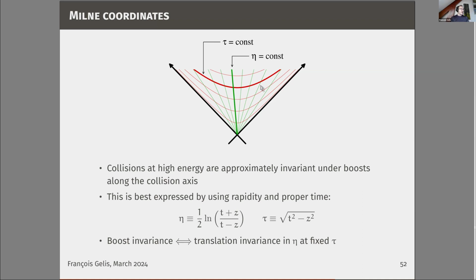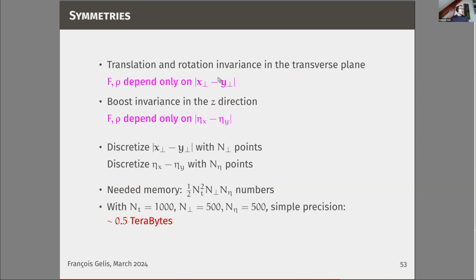So we map this region of space-time with the proper time, which is defined as square root of the ordinary time squared minus z squared, and the rapidity, which is 1/2 of the logarithm of t plus z divided by t minus z. And then the boost invariance is just translation invariance in this rapidity variable at fixed time. So it's very easy, it's just another form of translation invariance. So now the symmetries we assume is that we have translation and rotation invariance in the transverse plane, so the plane transverse to the collision axis. So it means that all propagators depend only on the distance separating their transverse coordinates.